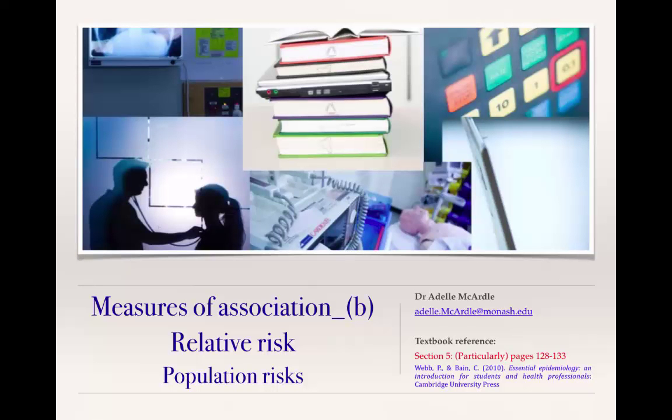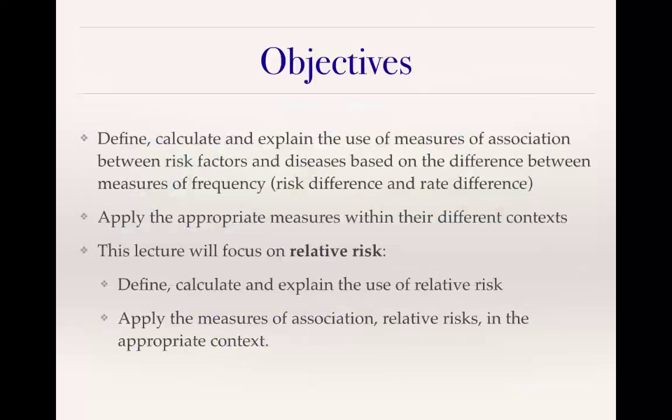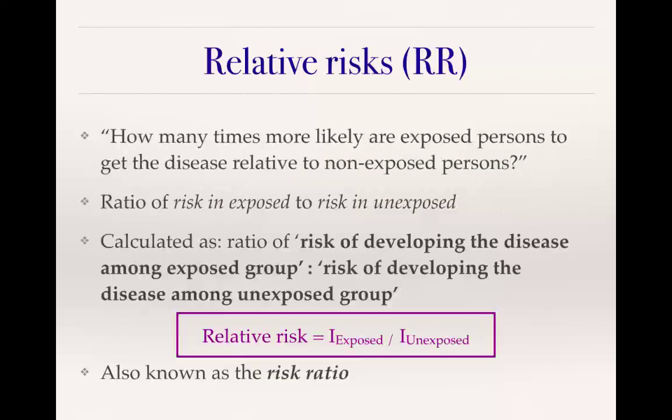Welcome to the second part of our lecture on measures of association, where we're going to look at relative risks. We'll have a brief look at the population risks as well. Again, please note the textbook references in the specific pages where you'll find this information. As I said in the previous lecture, the objectives for this lecture and the last lecture are the same, but of course this time we're going to focus on relative risks.